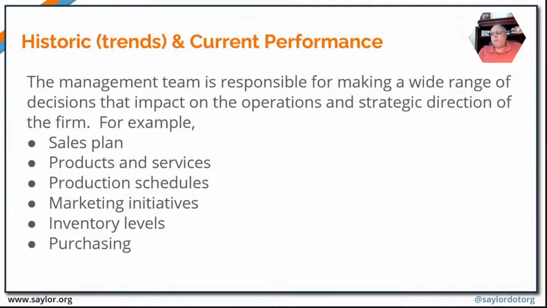Now, we typically start by wanting to understand where we've been. And so a lot of strategic planning and even forecasting and budgeting starts with a review of our history. What have we accomplished in sales over the past 2 or 3 years? What has been the trend of our products and services? Production, marketing initiatives, inventory levels, purchasing opportunities. A review of the past is a history lesson.